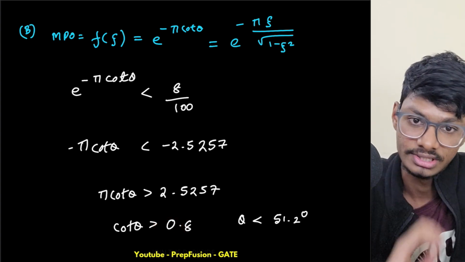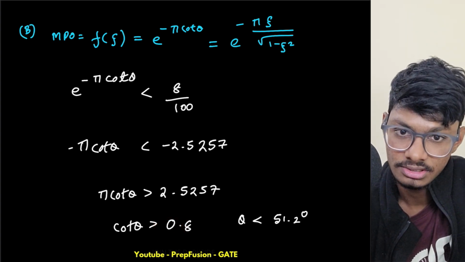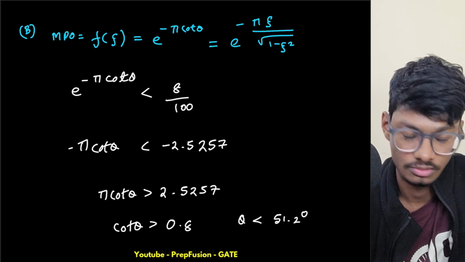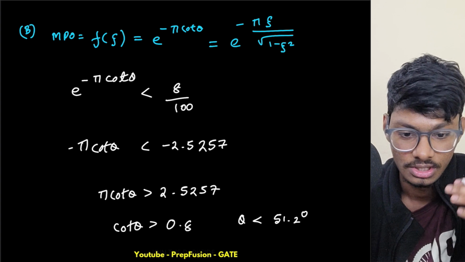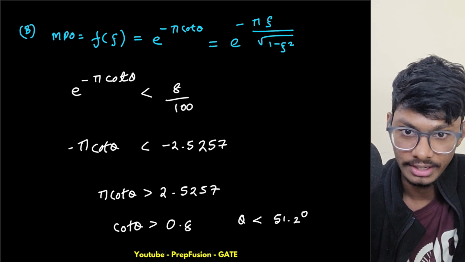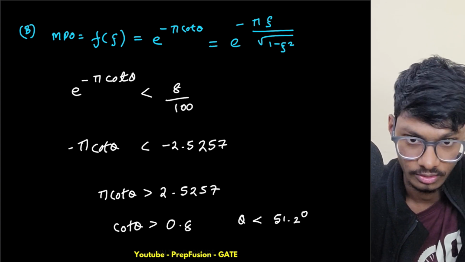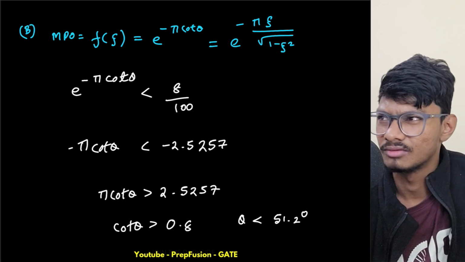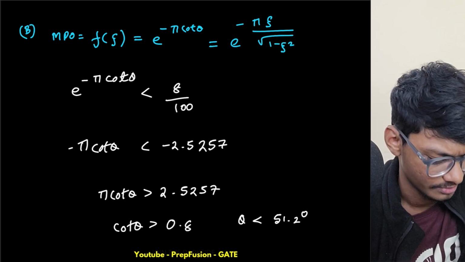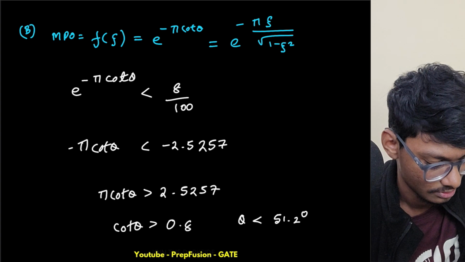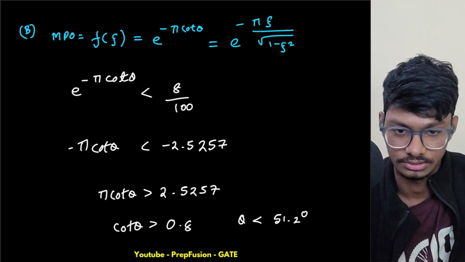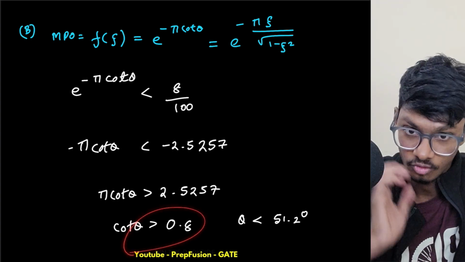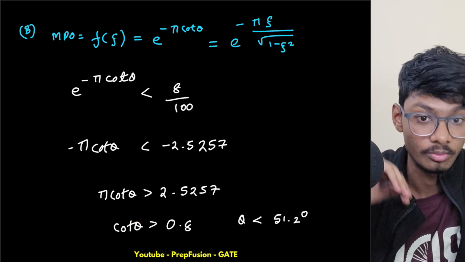So let's assume theta equals 60. Sin 60 is what? Root 3 by 2, and cos 60 is 1 by 2. So 1 by 2 divided by root 3 by 2 is 1 by root 3, and 1 by root 3 is 0.577, let me quickly cross verify. Yes, 0.577, which is less than this point. Obviously from here also you can understand that theta cannot be more than 51.